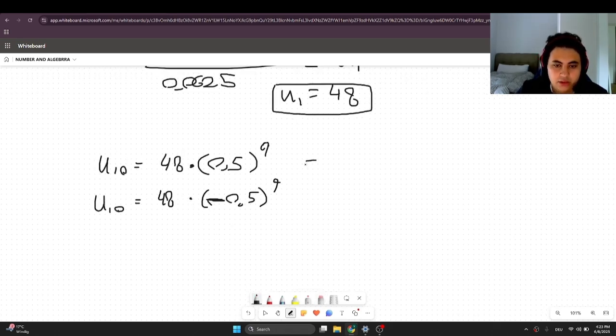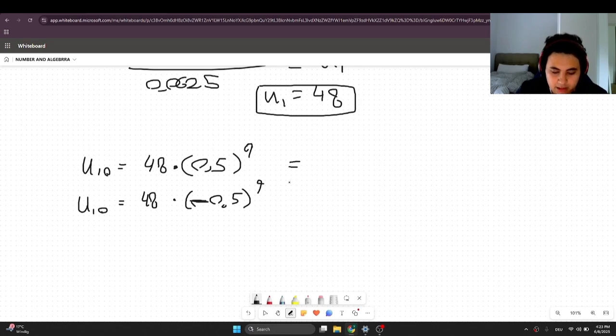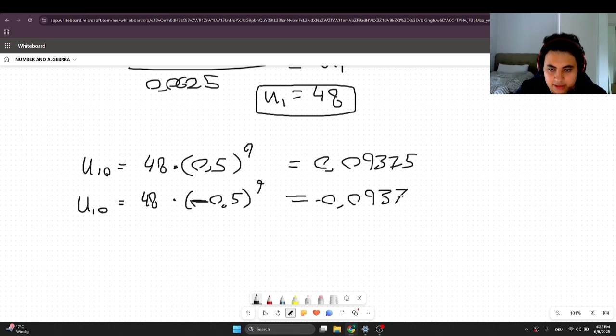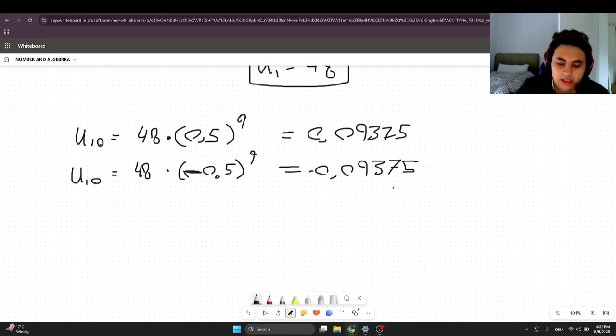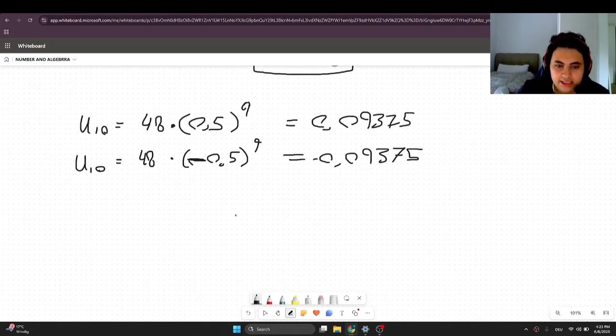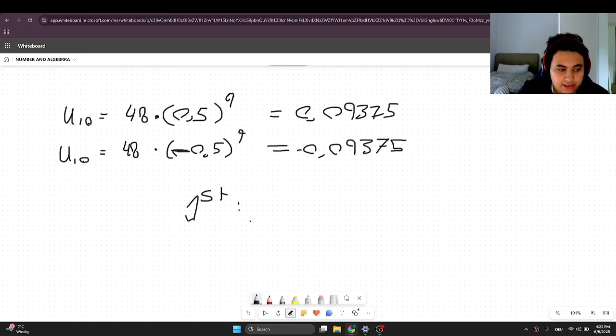Okay, cool. So this is going to give me 0.0937935, and this equation is going to give me negative 0.09375. Okay, so in this case, we have two sequences here that we can imagine, just so we can understand the scenario.